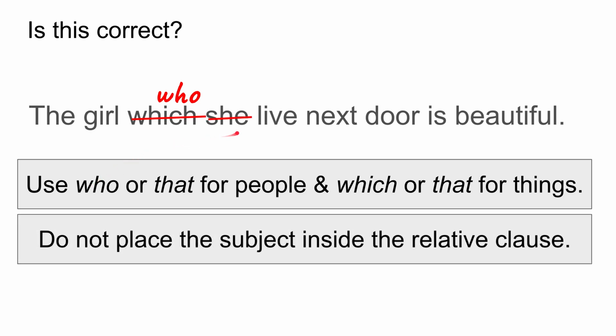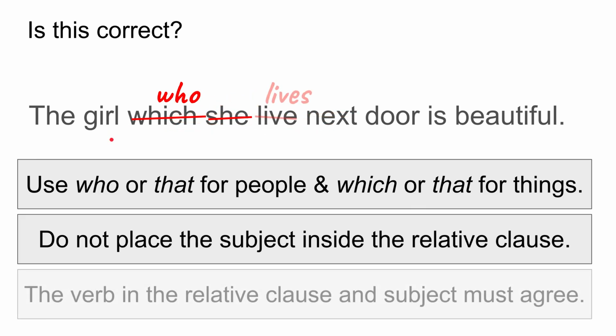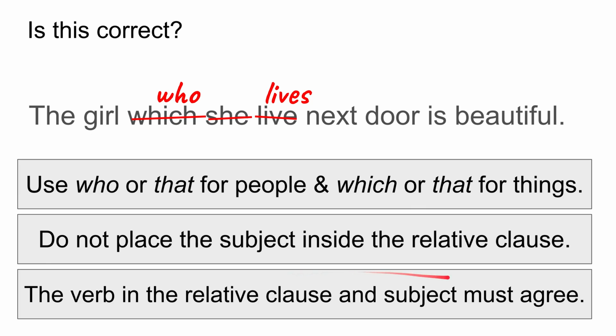Next, we don't repeat the subject inside the relative clause. So we don't want to place the subject inside the relative clause, okay? So here we don't say she, no, because we have who. So the girl who, okay? We already have who, we don't need to repeat it. It's a subject relative clause, okay? Next, the verb in the relative clause and the subject must agree. So the girl who lives, okay? The girl lives. The girl who lives next door, not lived next door, is beautiful.